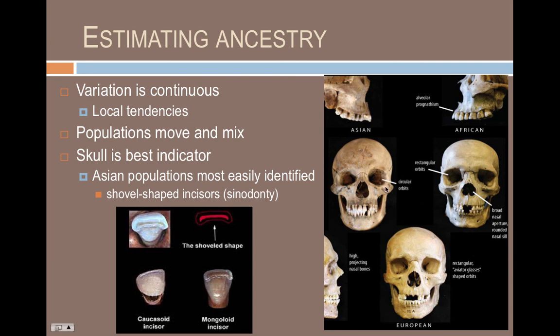For example, the eye sockets or orbits of different populations will have slightly different characteristics. Asian populations tend to have more circular orbits, African populations tend to have more rectangular orbits, and European populations tend to have rectangular or what's called aviator glasses orbits. So they're sort of rectangular, but they kind of cut in right here, so they're a little bit slanted diagonally. The nasal aperture of skulls might also be used to estimate a person's ancestry. For example, African populations tend to have a broader nasal aperture.